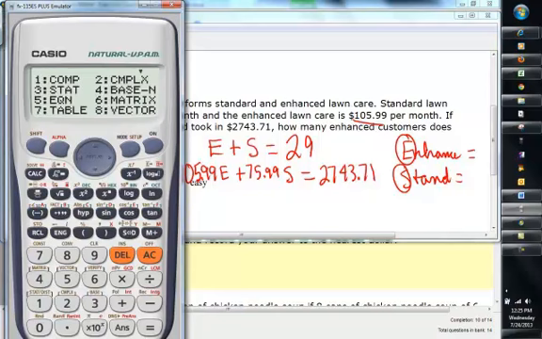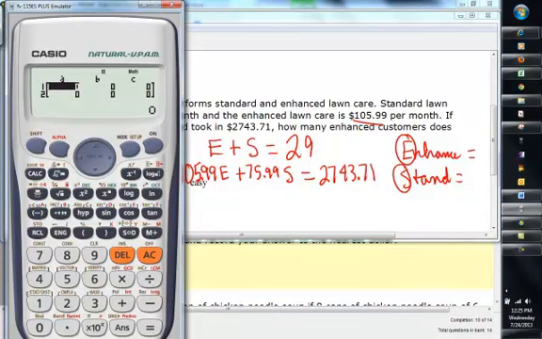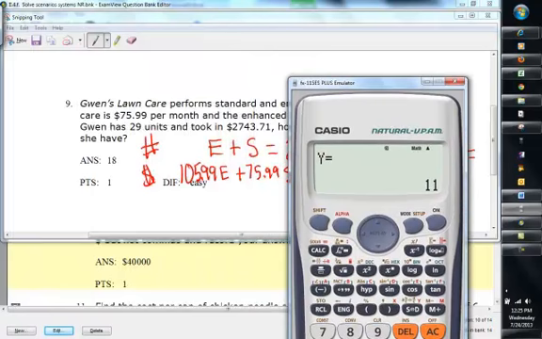So let's go mode 5, 1. And our first equation is 1 and 1 makes 29. Our second equation is 105.99 and 75.99 makes 2743.71. And our enhanced, we have 18 enhanced customers and 11 standard customers.